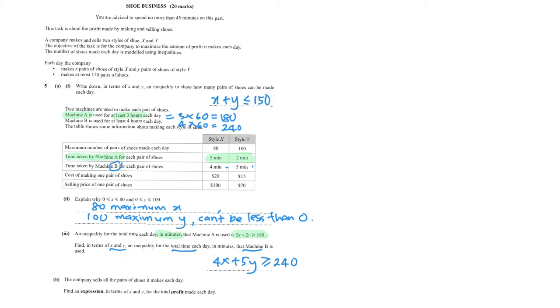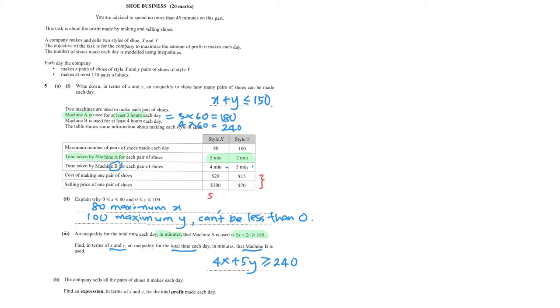Okay, so next part. The company sells all the pairs of shoes it makes each day. Find an expression in terms of X and Y for the total profit. So we have these rows talking about money here. One row is talking about the cost and the other row is selling. And we know profit comes from selling minus cost.